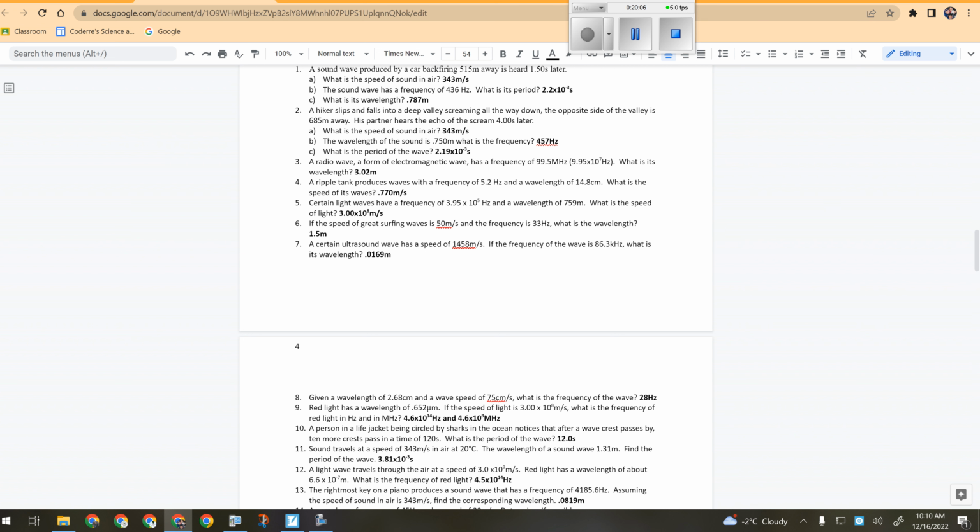So sometimes a question like number 3 will say a radio wave, a form of electromagnetic wave, has this frequency. And for light waves, you're often going to be given the frequency in megahertz. Remember, a megahertz is 1,000,000 hertz. So if it's 99.5 megahertz, that's 9.95 times 10 to the 7 hertz. So it's big.